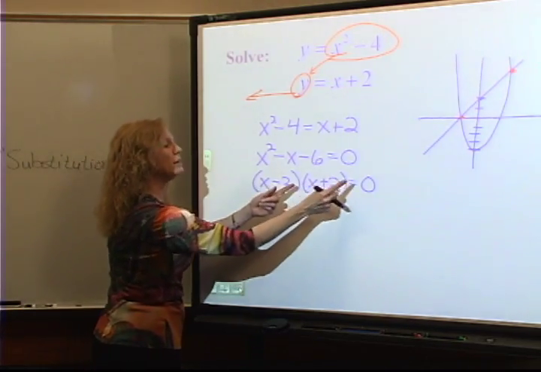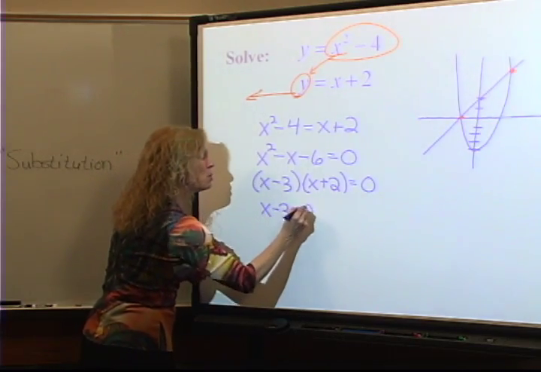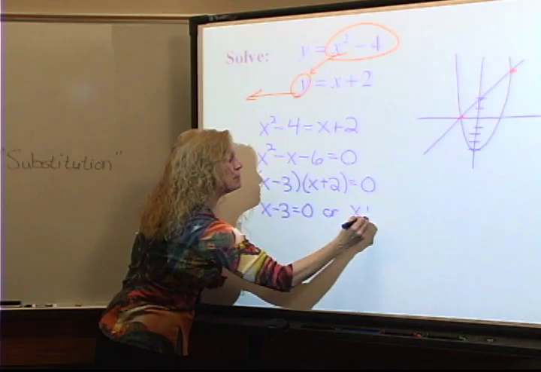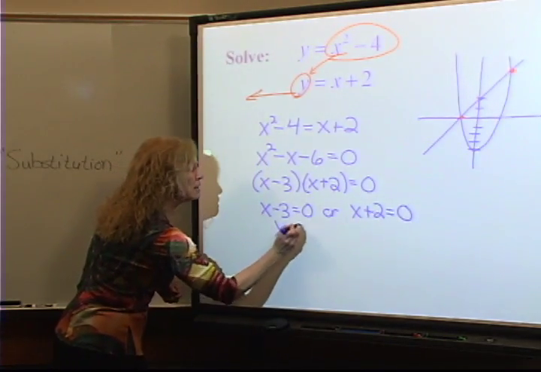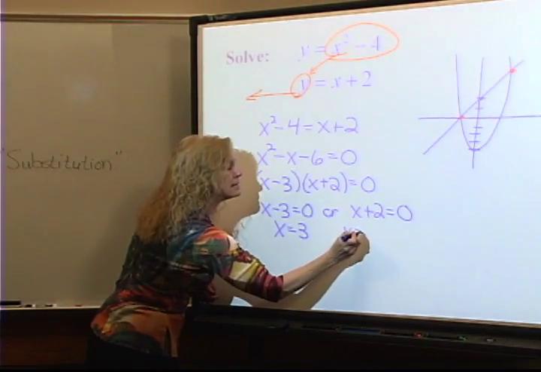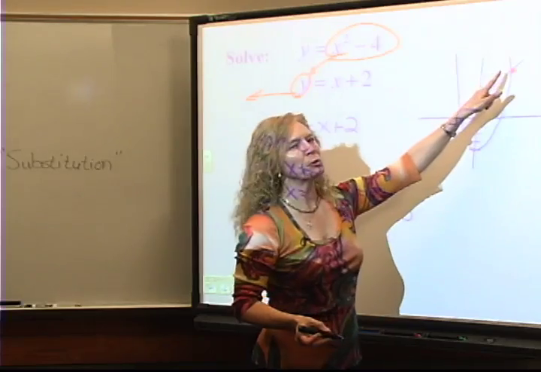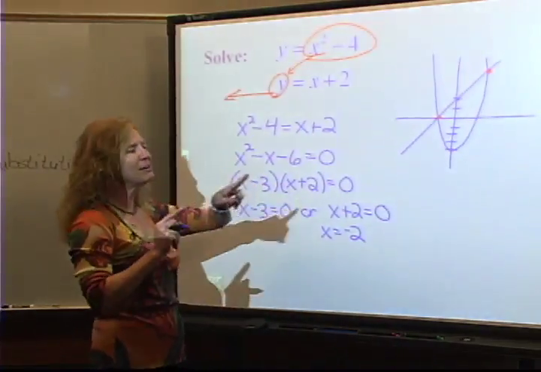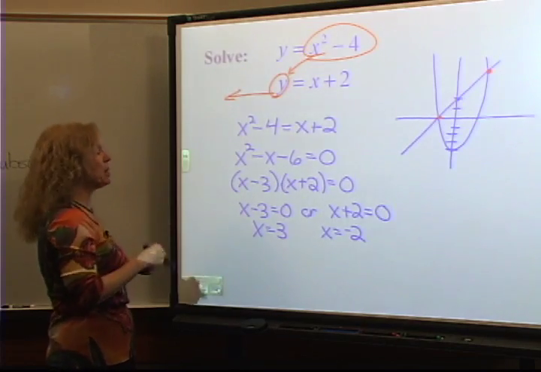If these 2 quantities multiply to be 0, x minus 3 is 0, or x plus 2 is 0, and we get x is 3, or x is -2. -2, positive 3. Oh, you see, that's what I mean by letting the graph be support for your algebraic work.